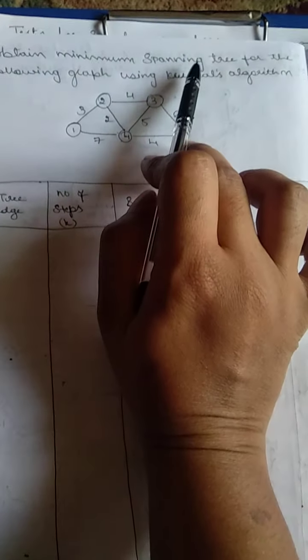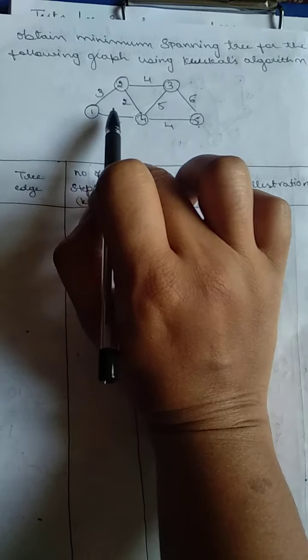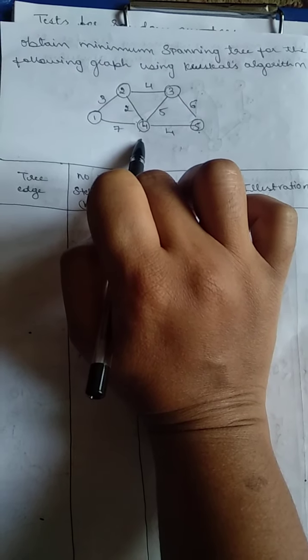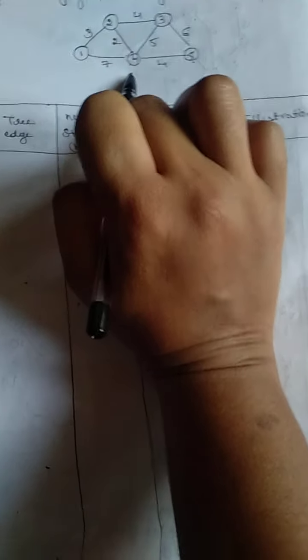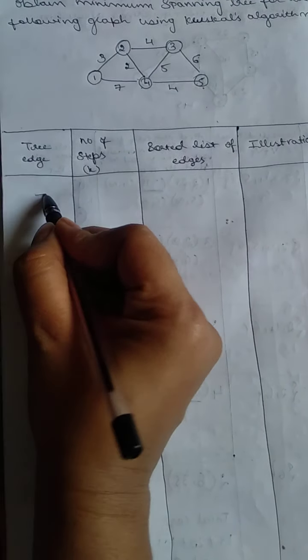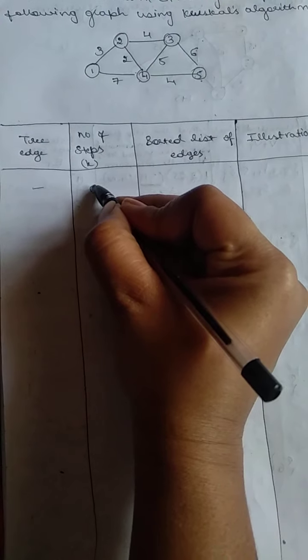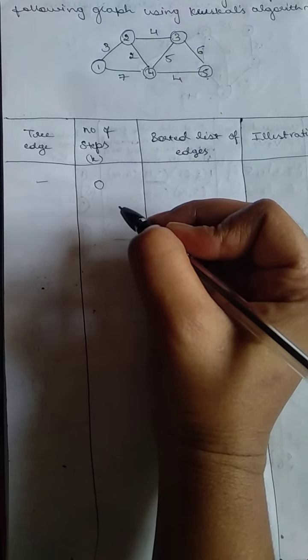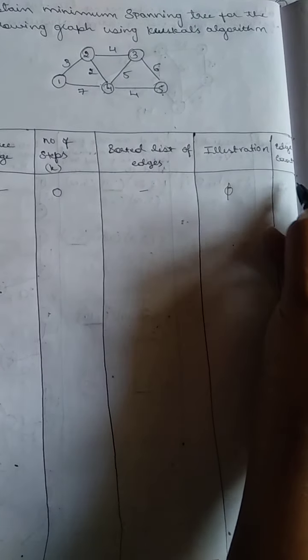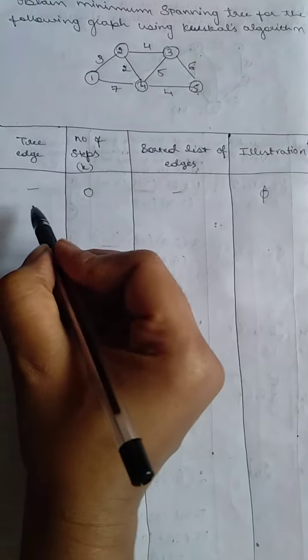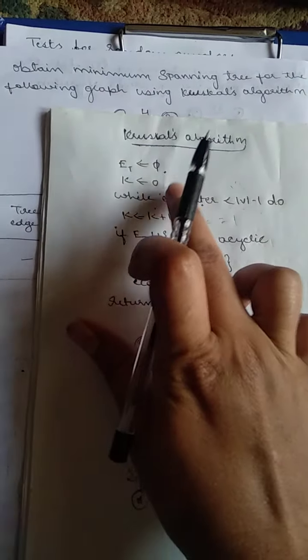Obtain the minimum spanning tree for the following graph using Kruskal's algorithm. This is the graph given. You have to find the minimum spanning tree, but using Kruskal's algorithm. The very first step, we are not taking any tree edge. It is step 0, the number of steps, then 1, 2, 3, 4 and so on. The illustration is null, and the edge count is 0, since I have not taken any edges. This is the initial step, where K is equal to 0 and ET is equal to null.